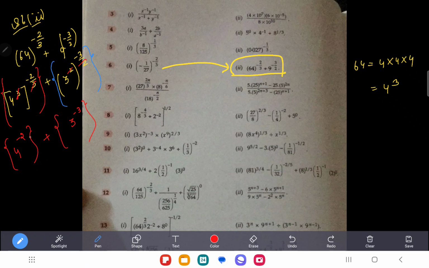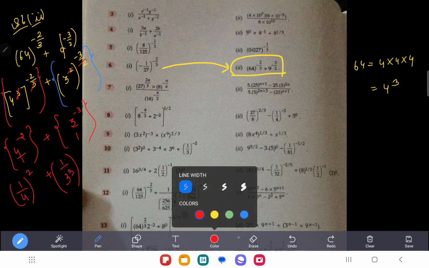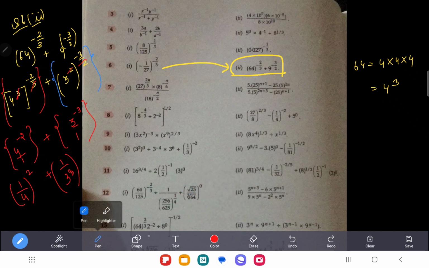We have to again make the powers positive. So don't you think it becomes 1 over 4 whole square, because 4 is nothing but 4 to the power 1, plus 1 over 3 whole cube? So it is going to become 1 over 16 because 4 square is 16, and 3 cube is 27. So that becomes 1 over 16 plus 1 over 27.